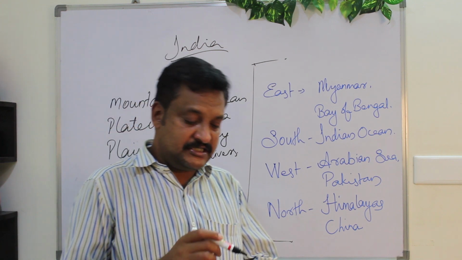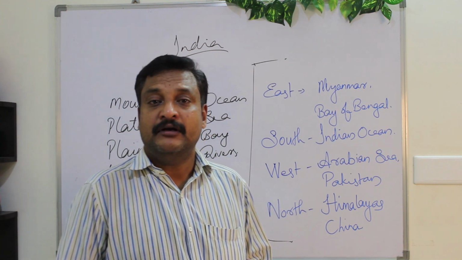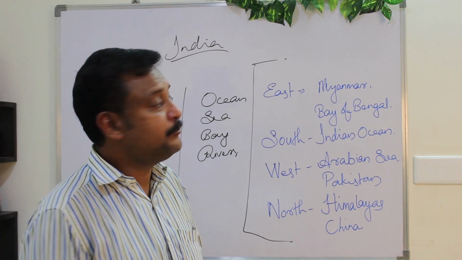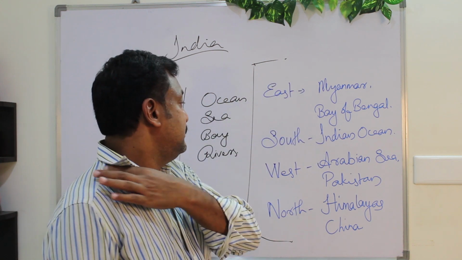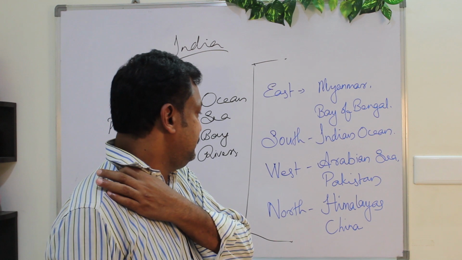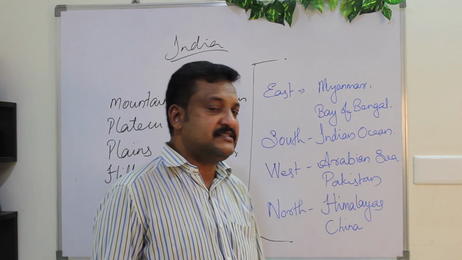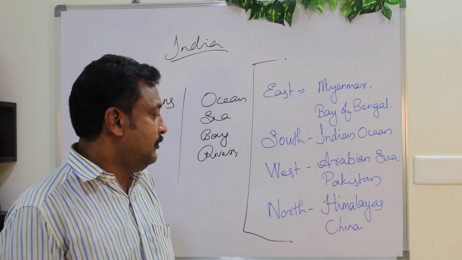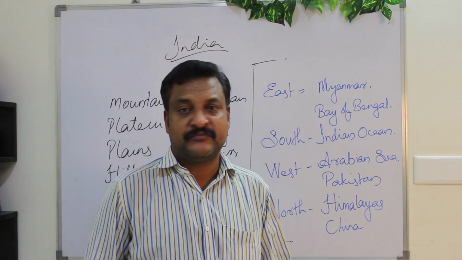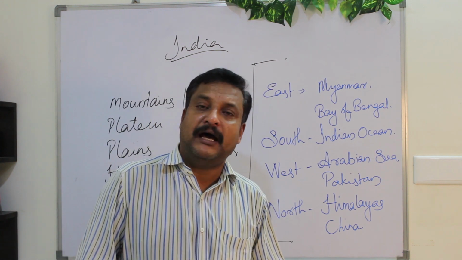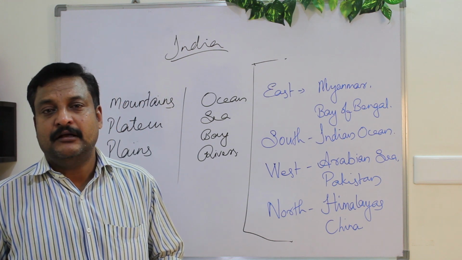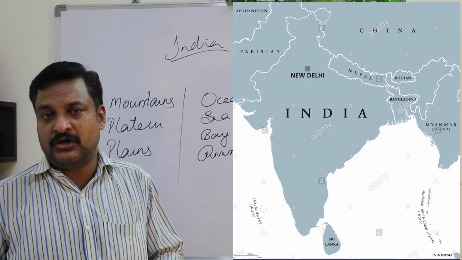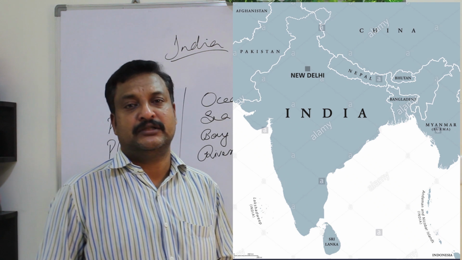So what are the major boundaries of India? In the east we have Myanmar and the Bay of Bengal. In the south we have Indian Ocean. In the west we have Arabian Sea and Pakistan. In the north we have Himalayas and China. Now look at this map, and you can see all the borders of India marked well on that.